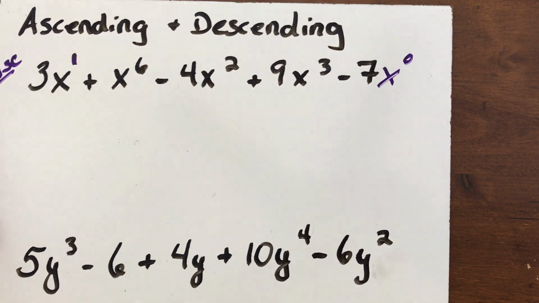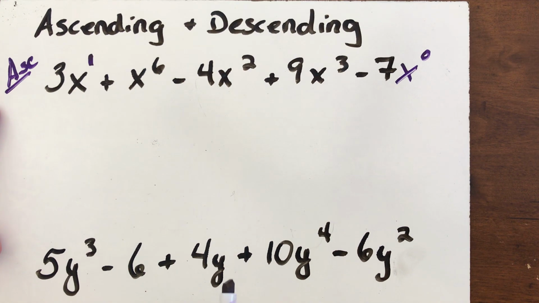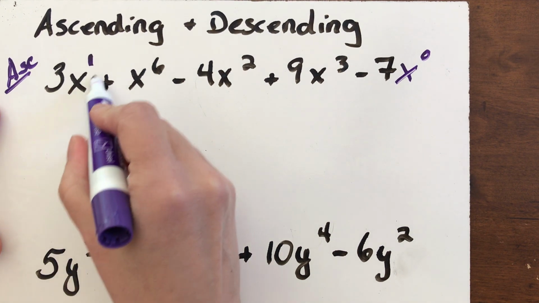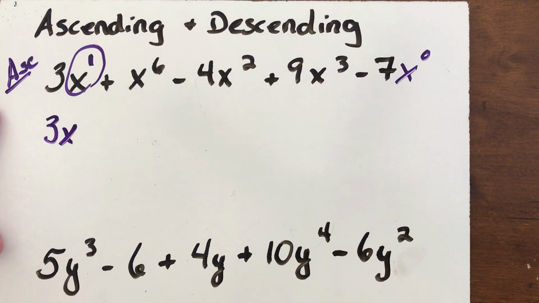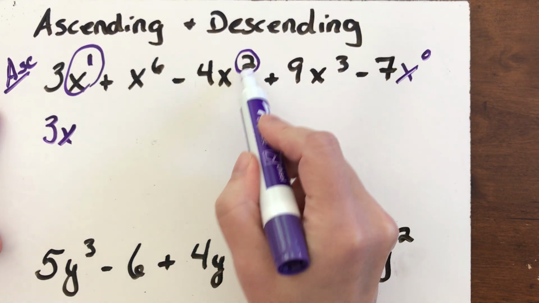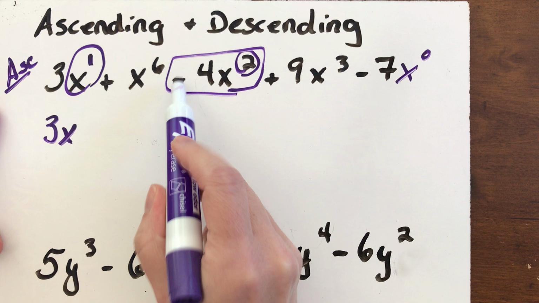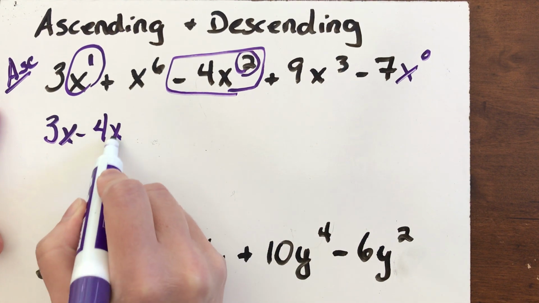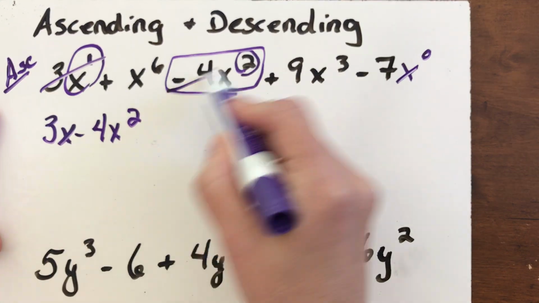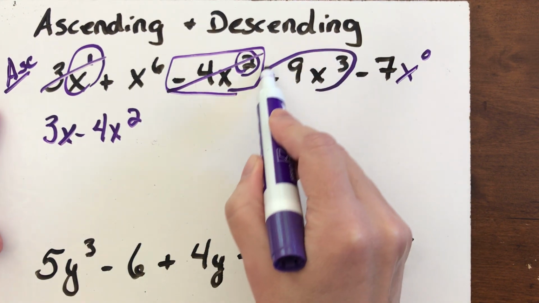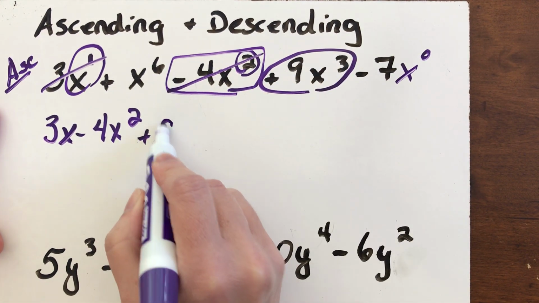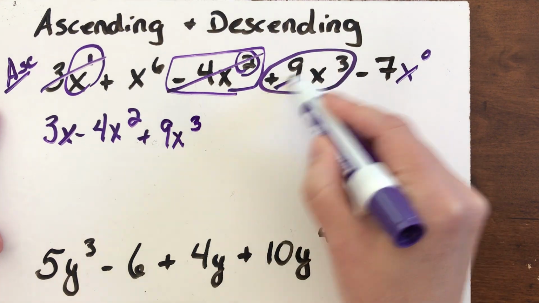Ascending for this one. So what we need to do is look at the smallest x, which is this one. So 3x is going to go first. Then you look at the next biggest x, which is a 2. You've got to bring the whole term, which means including the sign. So you have negative 4x to the 2nd. If you want to, cross them out when you're done. And then I have x to 6. I have x to the 3rd. Bring the sign in front of it. So that's plus 9x to the 3rd. Done with that one.